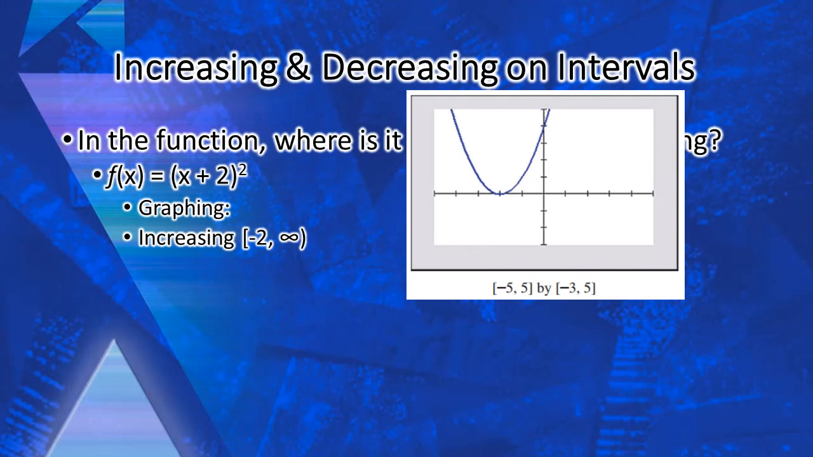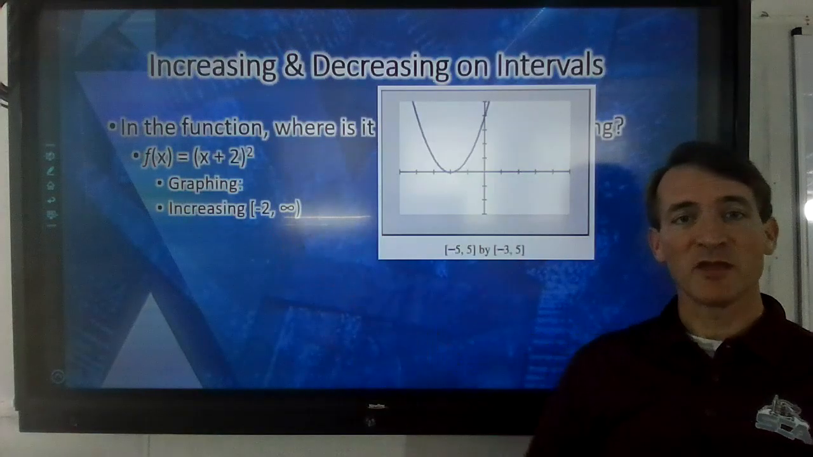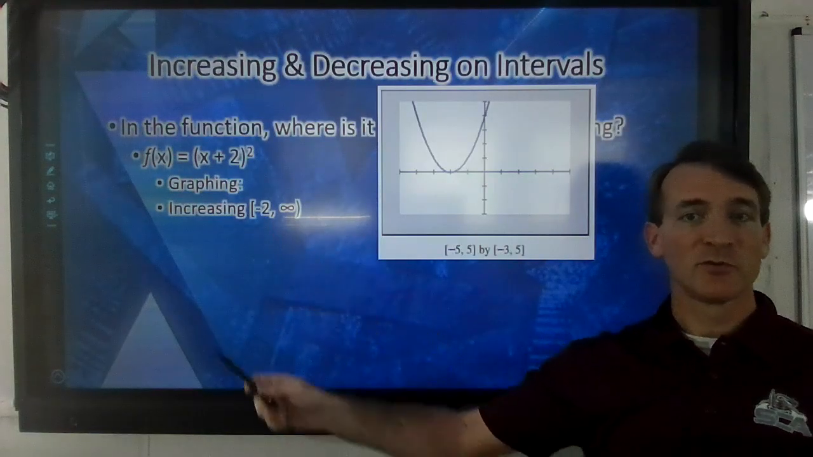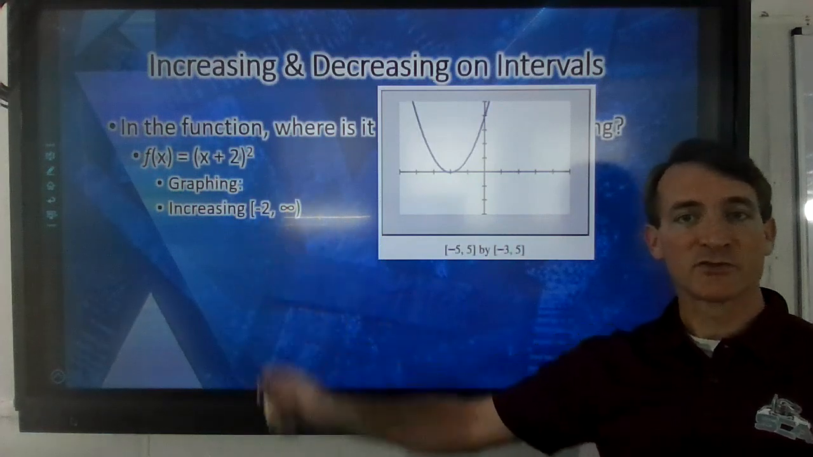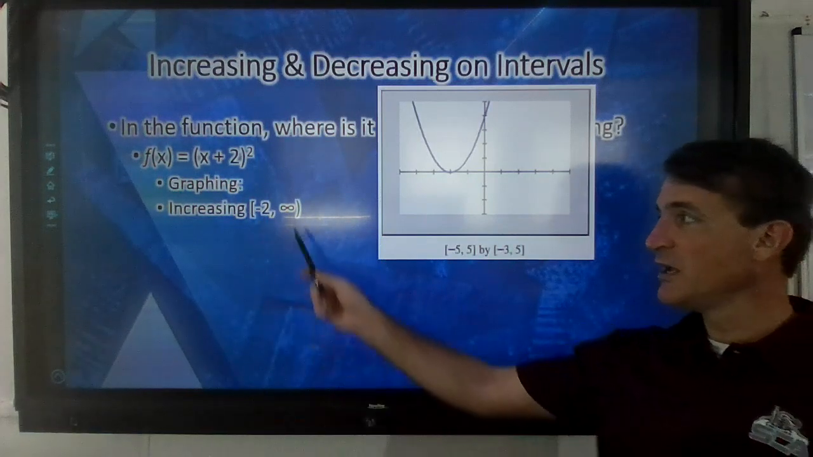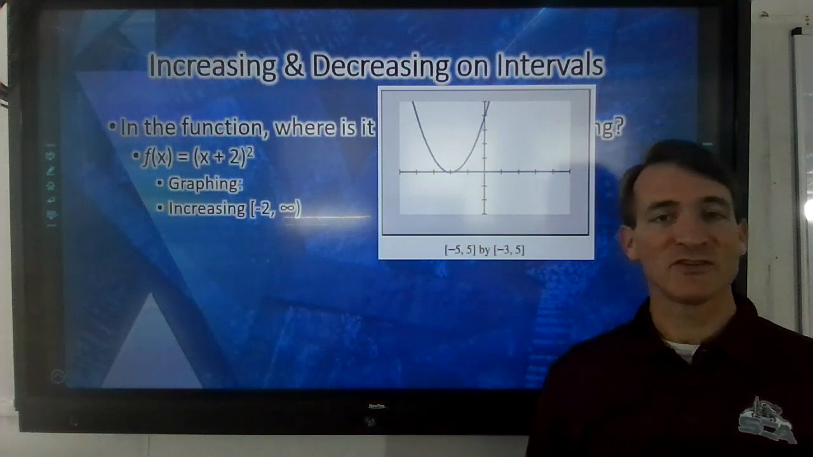-2 could be included, could not be included. Some books will put a bracket, some books will put a parentheses. So I'm not going to make a big deal about that. Your particular book uses the bracket, so we will use that as well. But -2 all the way to positive infinity is where it's increasing.